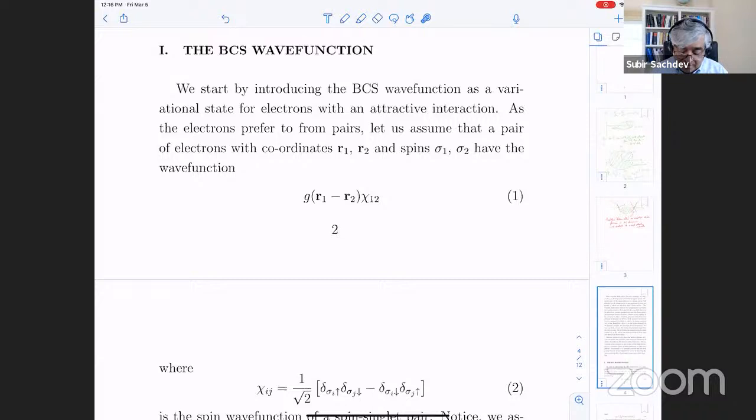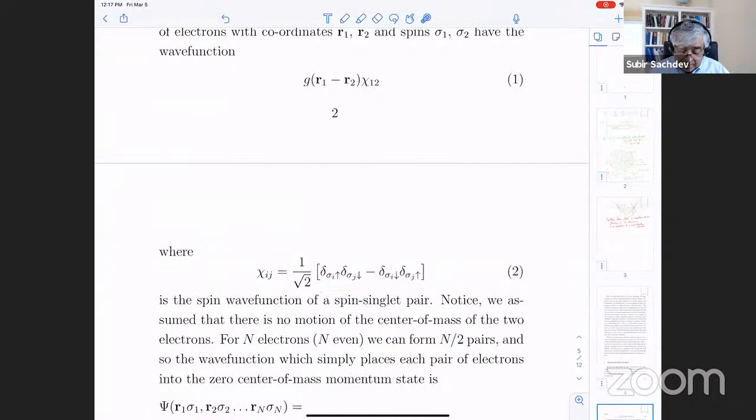So we also keep track of the spins. I write the spin wave function like this, as chi 1,2, where chi ij is a spin singlet pair, saying that spin i is up and spin j is down, or vice versa, with 1 over root 2. That's the first quantized way of writing down a spin singlet pair of two electrons, labeled 1 and 2, and some kind of bound state wave function, which we are going to assume is an even function of r1 minus r2, because then the whole thing is antisymmetric. Okay, so that's a bound state of two electrons. We don't know what g of r1 minus r2 is, and this will be a suitable thing to do.